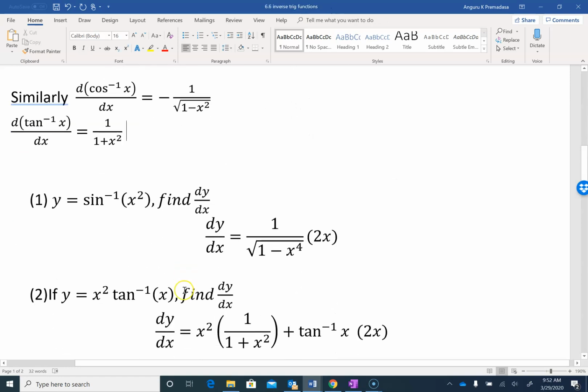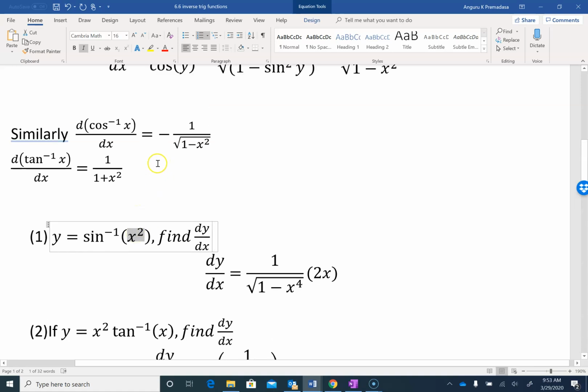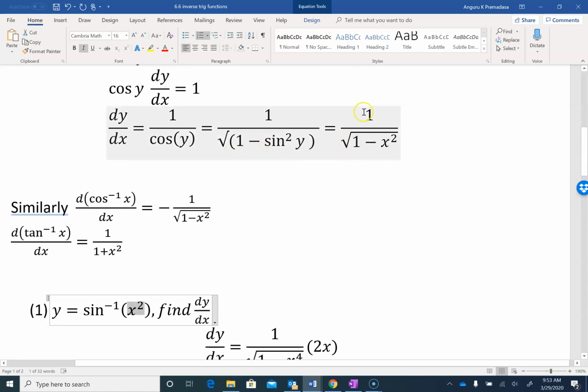So let's do an example. We start with something like y is equal to inverse sine of x squared, and you want to find the derivative. So we use chain rule. First of all, you see the junk inside as one quantity, so you don't differentiate it yet. The derivative would be 1 over square root of 1 minus whatever the junk is, squared.